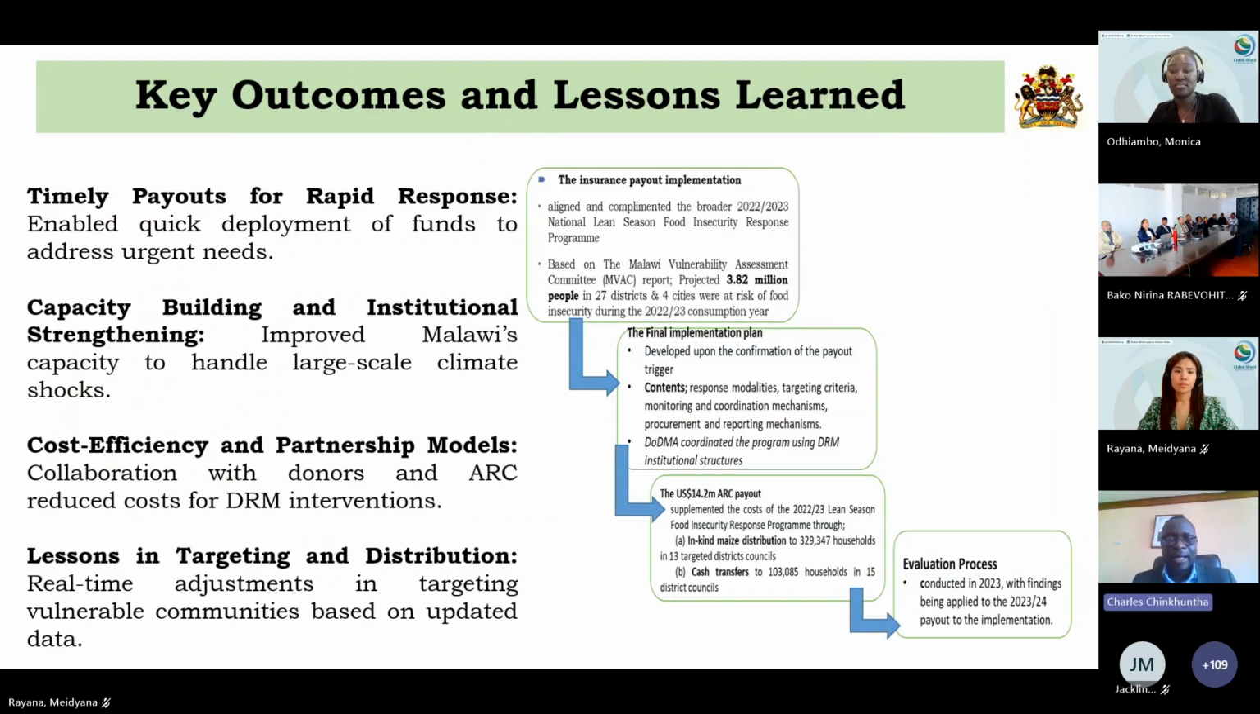So what are the key outcomes so far? One is the issue of timely payouts for rapid response. The process enables quick deployment because I've already indicated that this is a multi-sectoral team. So we have all the partners in the technical working group. Each partner has a role to play and the transition is very smooth. So one thing that we are seeing is the timely payouts for rapid response. And also in the process, we have built capacity for both institutions and of course the individuals. And there's also cost efficiency and partnership in terms of.